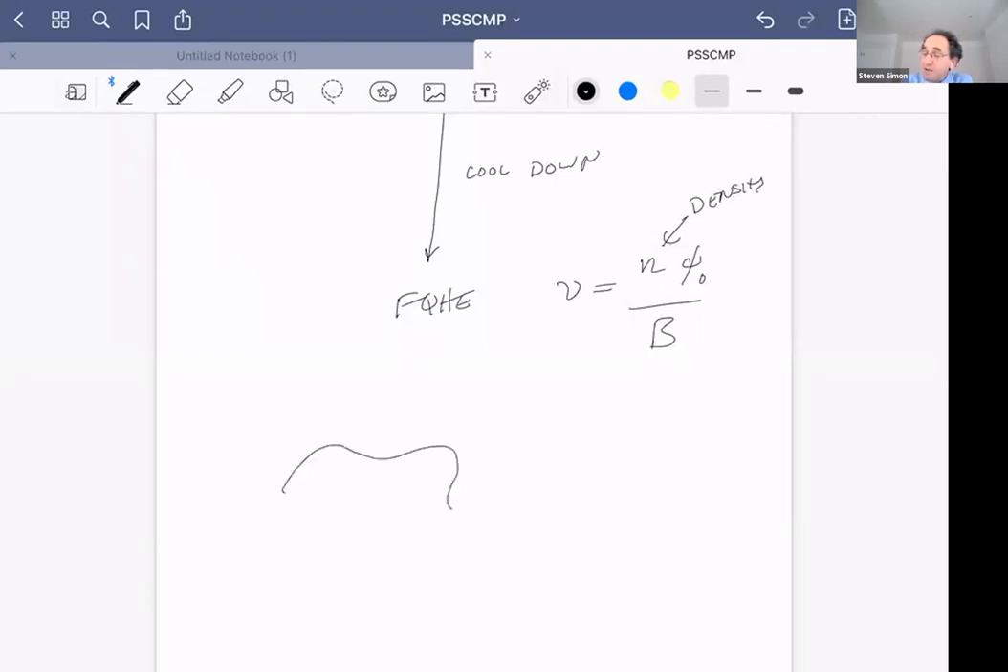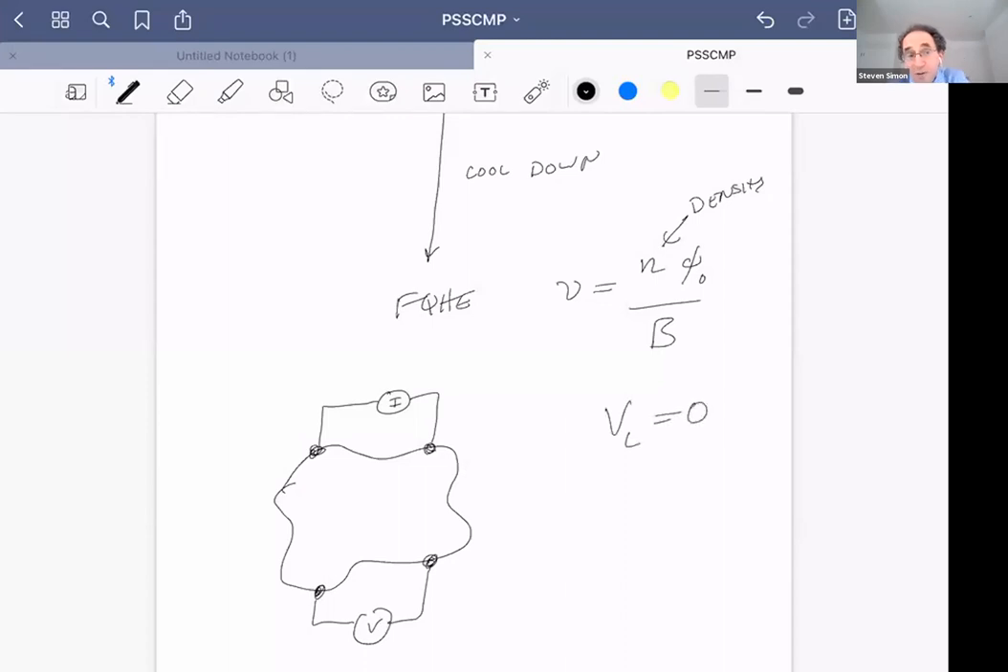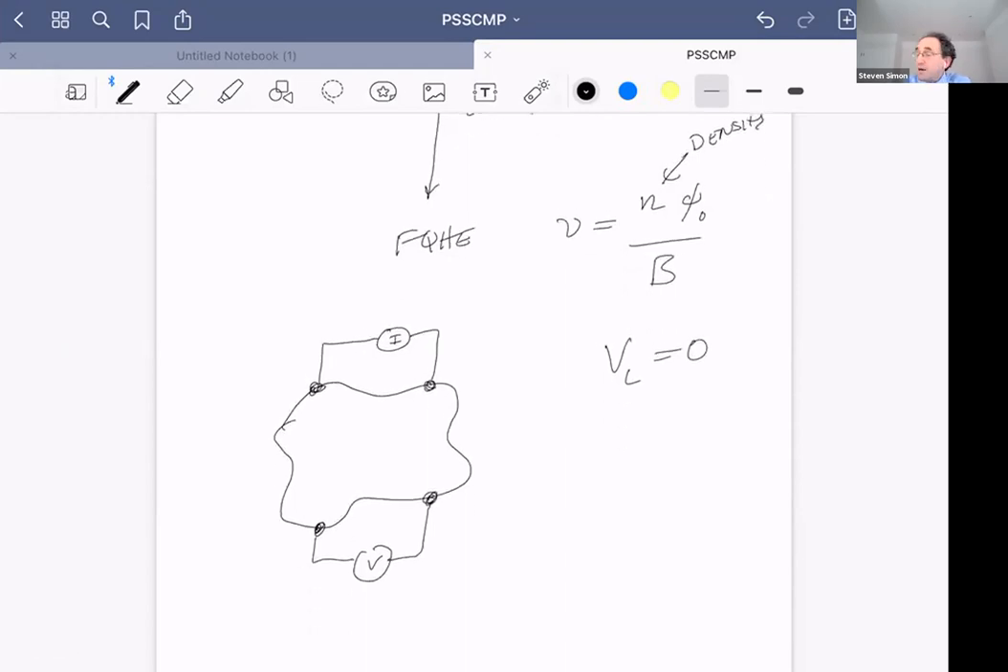So let's imagine we have a two-dimensional system of some random shape. We run a current through the system here, and we measure a voltage on the system here. If we do it with this topology, this is what we call the longitudinal voltage. It comes out exactly zero. This is just like we would get in a superconductor. We get zero voltage across the superconductor.